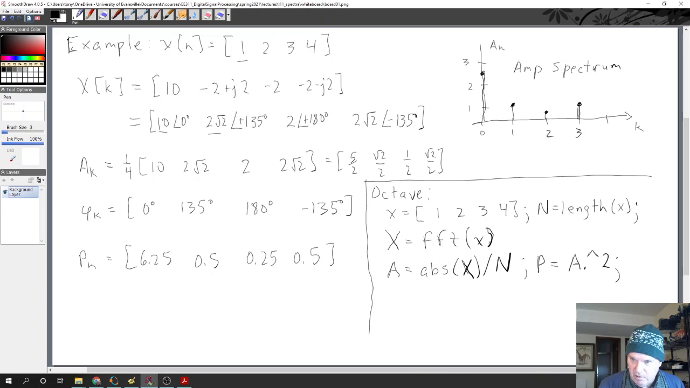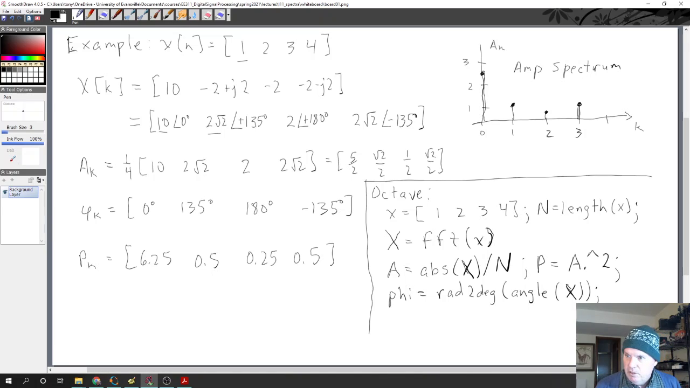And the phase angle I could simply get as, if I do the angle of X, I'll get the angle in radians. I can use the rad to deg function to convert those angles of my capital X vector to degrees. And this would be a 4-element vector containing these 4 phase angles. If I wanted to plot, let's say, the amplitude spectrum, I could do it just as a stem plot versus k. I could also plot it versus frequency.